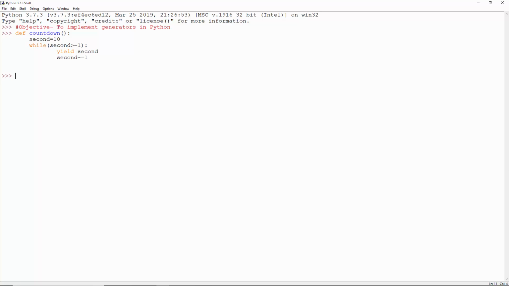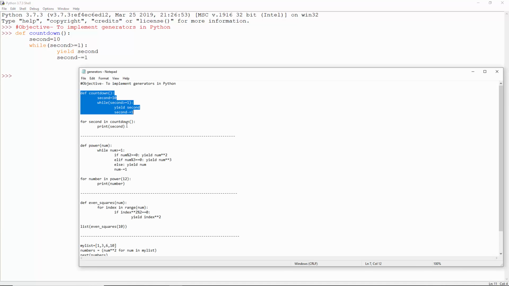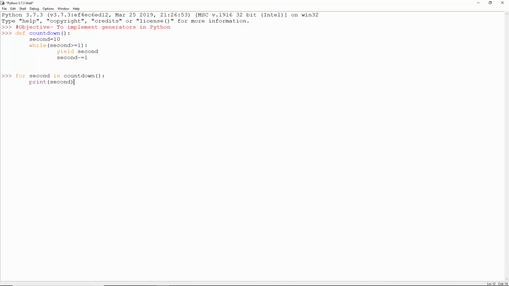This is a function countdown. 10 times it yields the value of second and decrements it by 1. Print each value it yields, so it yields values from 10 to 1.